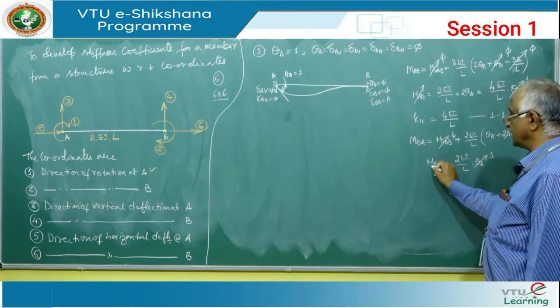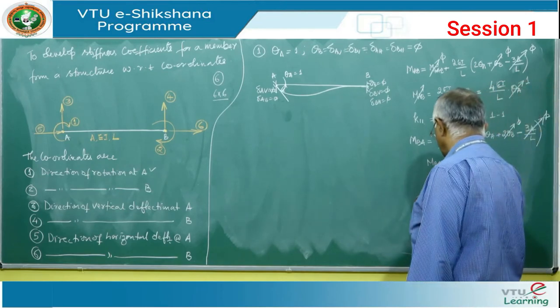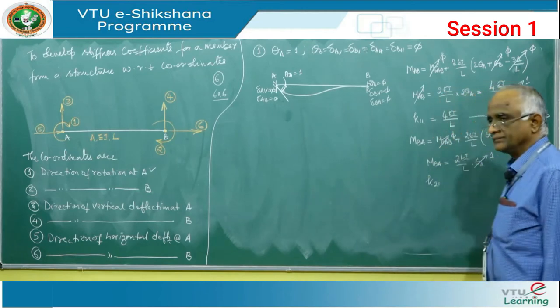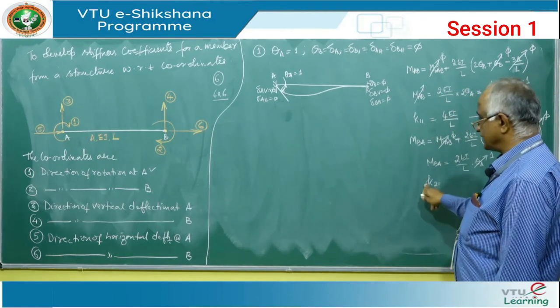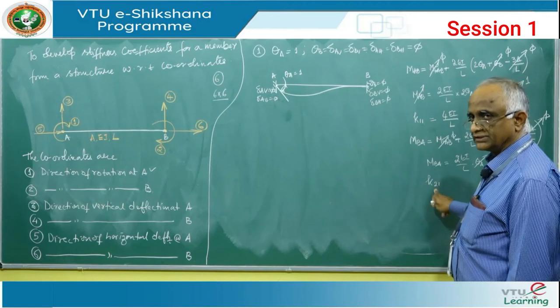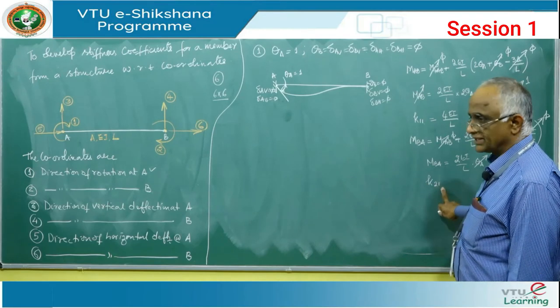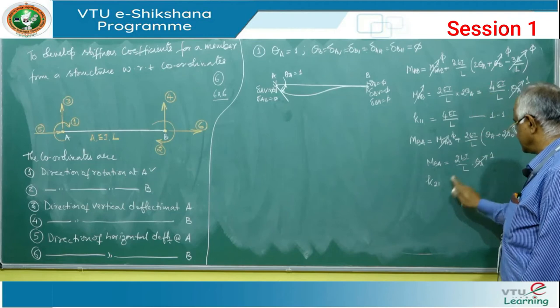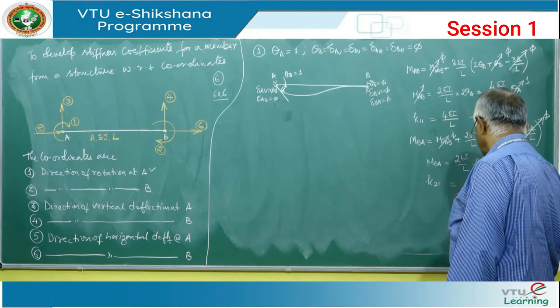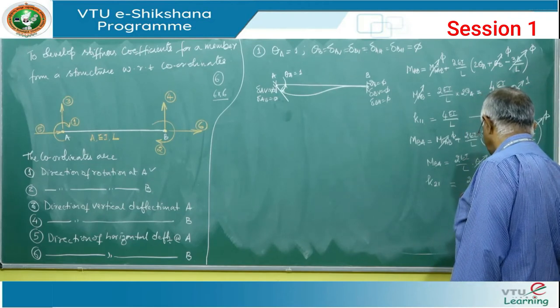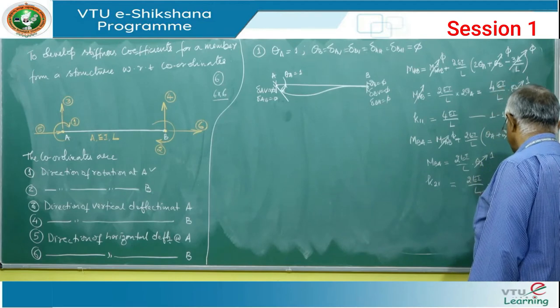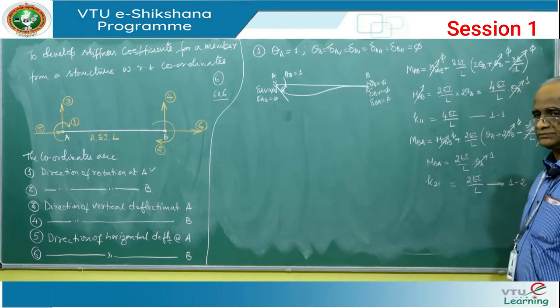When this becomes 1, MBA will be equal to your K21. What is K21? It is the force induced along coordinate 2 due to unit rotation along coordinate 1. So that is equal to 2EI by L. This is your 1-2.